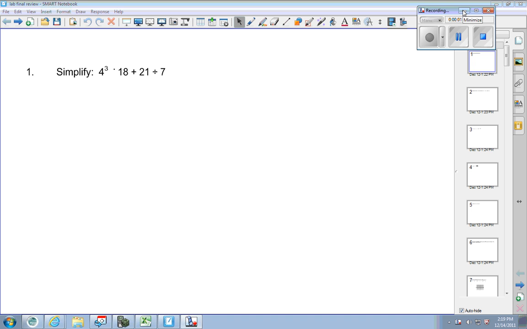This is a review for the first semester of Algebra 1. First thing we have is an expression that needs to be simplified. The easiest way to go through and do that, which, by the way, this is a minus sign in here.